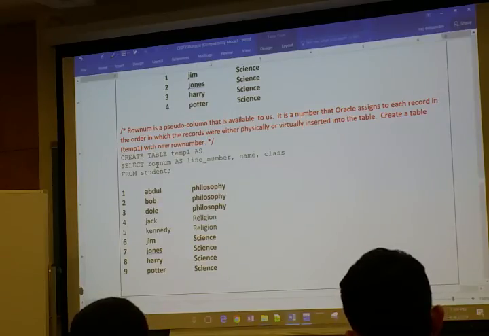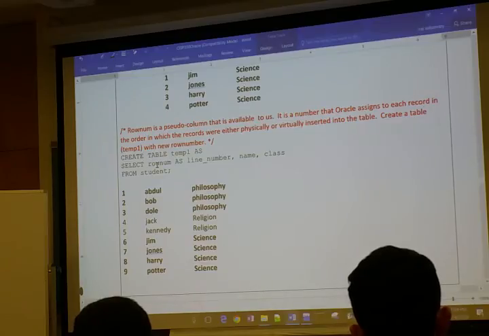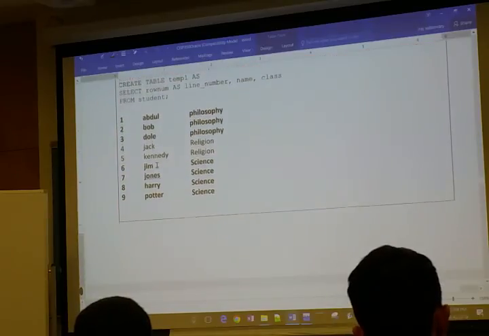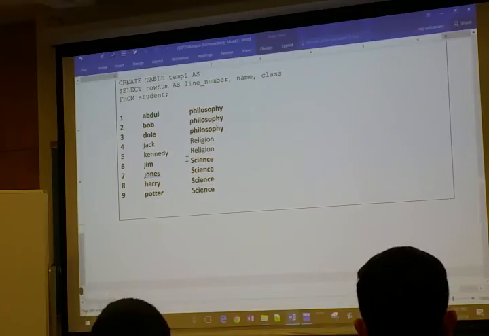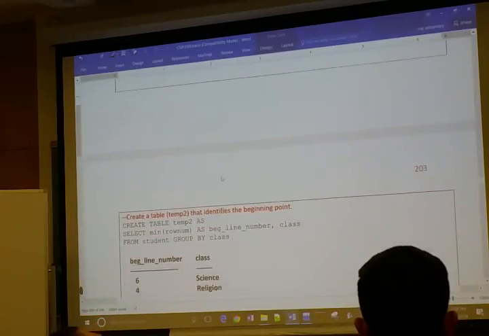Now, ROWNUM is not a column that I created. It's once again a pseudo-column that's available with every table that you create. Okay, so we have that. And notice that what I do is I feed those results into a table called temp1. So all of this now is sitting in the table temp1.